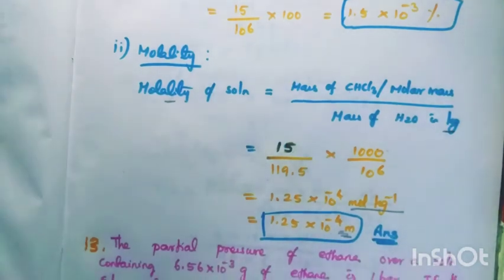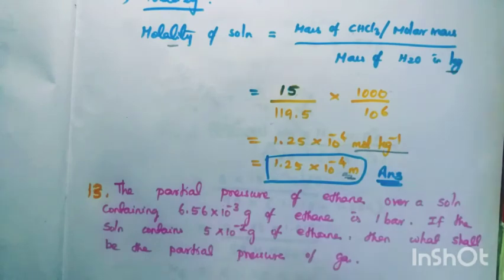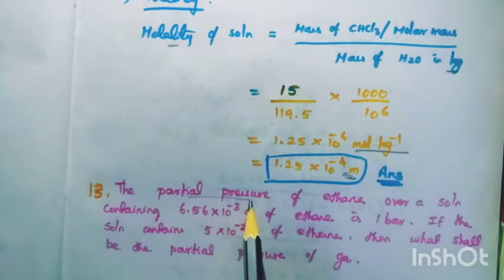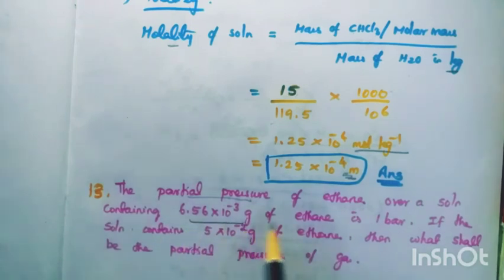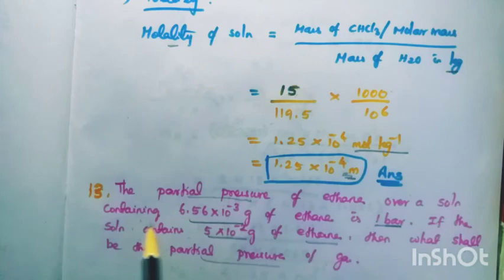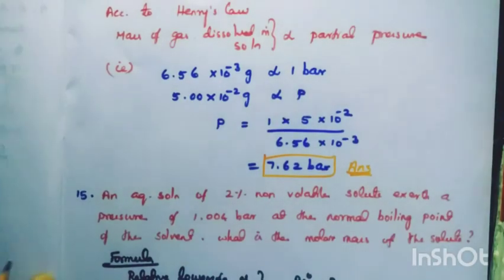Next we are going to see the 13th problem. Here we are going to see the partial pressure, new formula. Partial pressure of ethane over a solution containing this of ethane in 1 bar pressure. If the solution contains this of ethane mass, what shall be the partial pressure of gas? If the mass is this, what will be the partial pressure? That is the question. Here we are going to find using Henry's law.